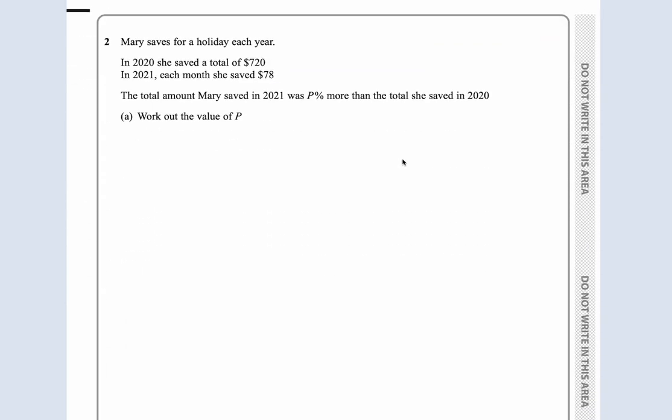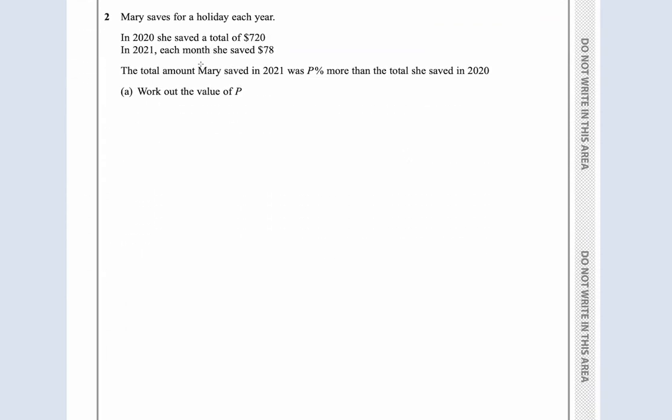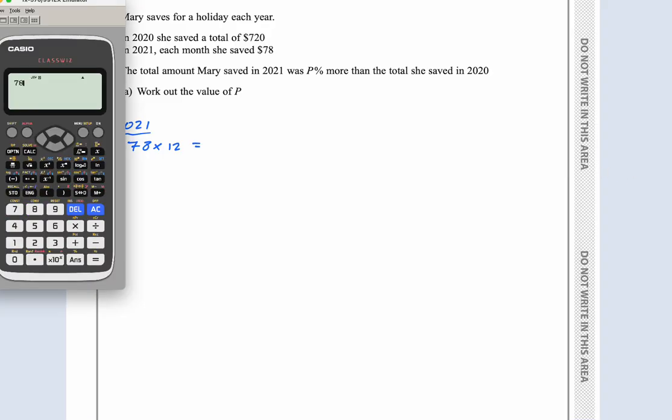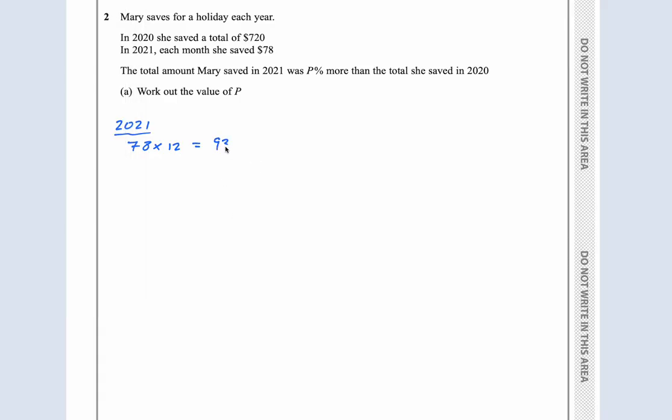Okay, question 2. Mary saves for a holiday. In 2020, she saves a total of this. In 2021, each month she saved this. The total amount she saved in 2021 was P% more than what she saved in 2020. Okay, so firstly, let's do 2021. In 2021, she saved $78 every month. So I'm going to times it by 12, and 78 times 12 is 936.